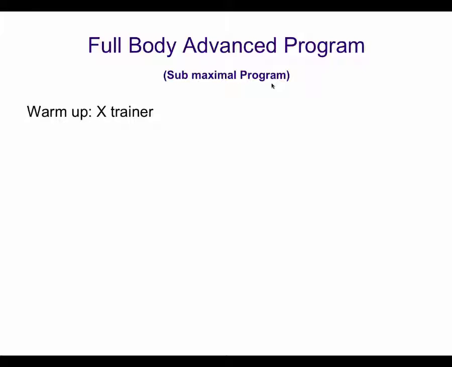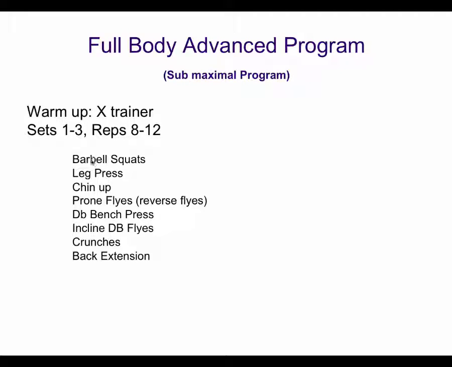So we start them on a cross trainer and we warm them up there, and then we're taking them through 1 to 3 sets with 8 to 12 reps. So this program is a growth program. The client's going to do barbell squats followed by a leg press.